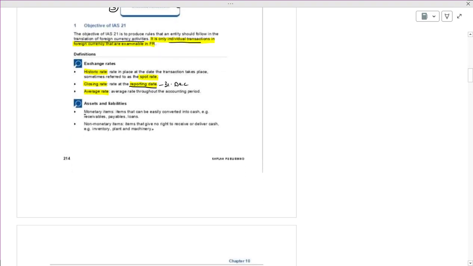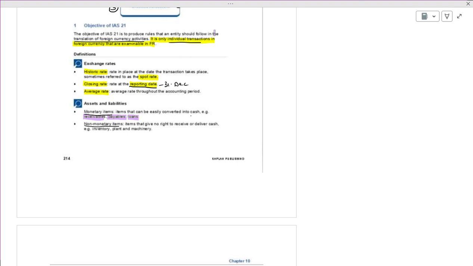Now keep in mind: what are monetary items and what are non-monetary items? Monetary items are those easily converted into cash. This we have done in one of the previous cases. The monetary items are receivables, payables, and loans. That's all: 1, 2, 3. Receivables, payables, and loans.